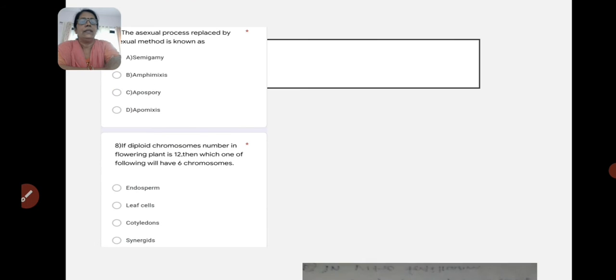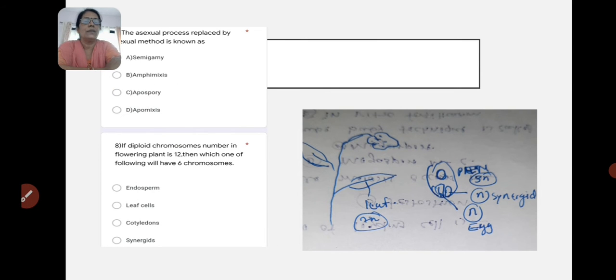So you should know that twice n number of chromosomes are present. Suppose in that plant the 2n number of chromosomes is 36. Then the leaf also contains 36 chromosomes. So the leaf is not the answer.